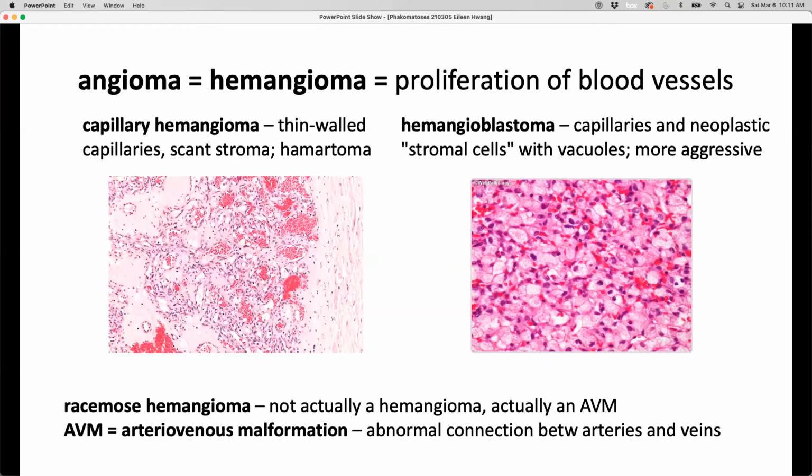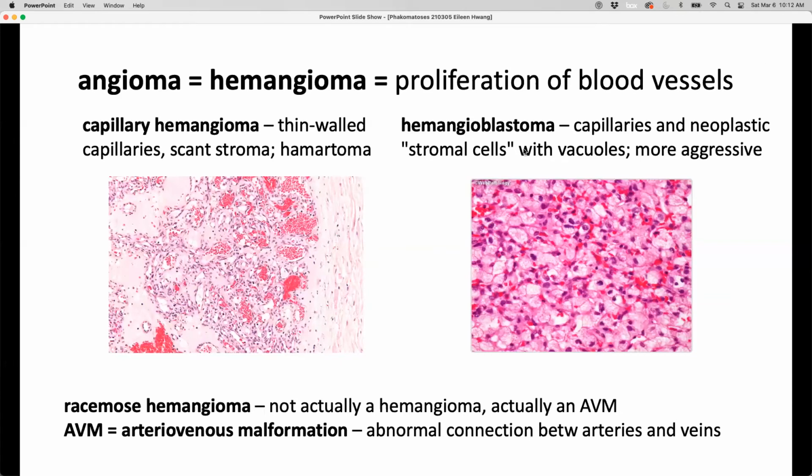I think one of the really confusing things about the blood vessel tumors in the phakomatoses is that they all have so many different names that mean the same thing. Maybe it can be a little bit better if you just equate angioma and hemangioma in your mind. So there are capillary hemangiomas, which have thin-walled capillaries and scant stroma, and this is a hamartoma. Whereas there's also a hemangioblastoma. Blast means a kind of primitive cell, so they're less mature, and more capable of replicating aggressively, growing fast and causing problems.